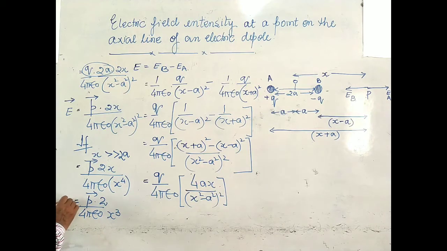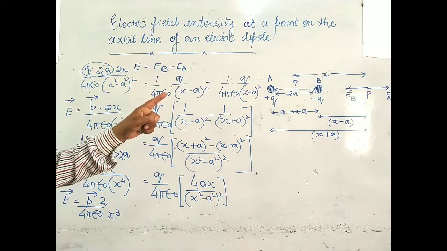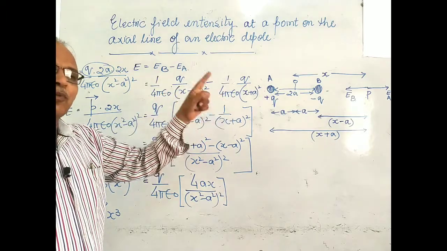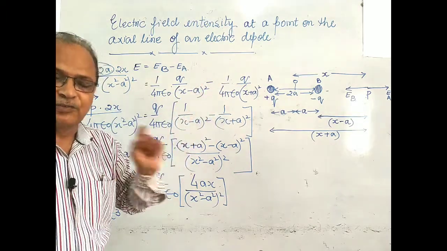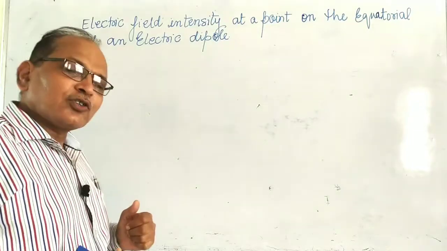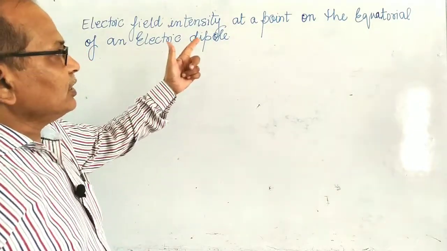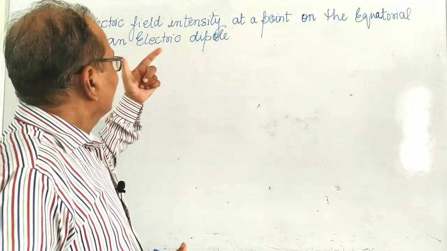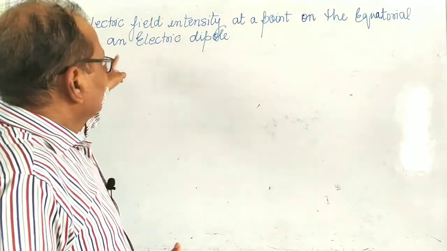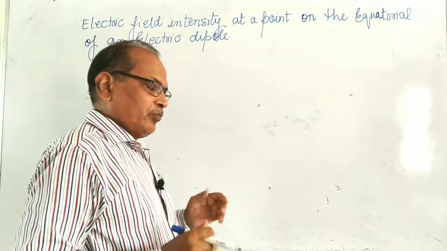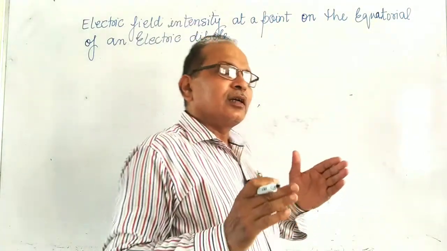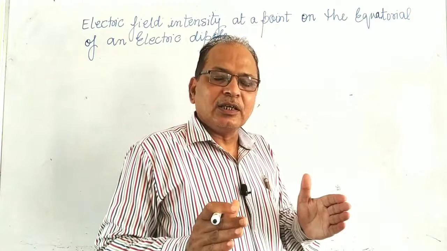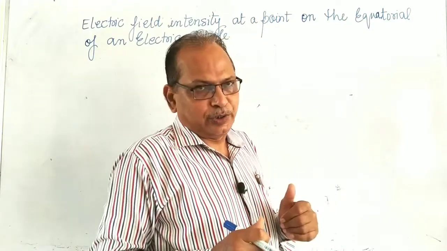That is, electric field is inversely proportional to the cube of the distance from the center of the dipole to the point where you want to find out the electric field. Students, our next topic is electric field intensity at a point on the equatorial point due to the electric dipole. Now we will find out the electric field intensity at the equatorial point.